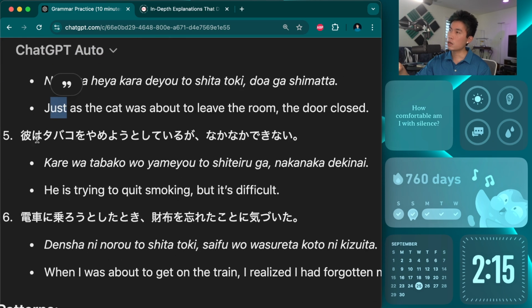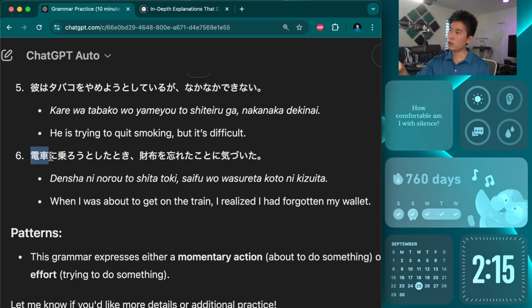No. Let's keep going. 彼はタバコをやめようとしてるが、なかなかできない. I forgot what なかなか means. 彼はタバコをやめようとしてるが, he is trying to quit smoking. なかなかできない. 車に乗ろうとしたとき, while trying to ride the train. What is this? 財布を忘れたことに気づいた. Okay. When I was about to get on the train, I realized I had forgotten my wallet. 気づいた. I also learned that recently.